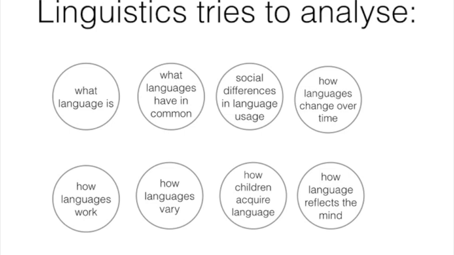The next thing is social differences in language usage. When you take language itself, Arabic, then French, then English, you try to see what is common between these languages, okay? For example, they all have sounds, they all have vowels, they all have consonants, they all have different word order or the same word order. For example, French and English have almost the same word order, but Arabic and French have different word order. So you do focus on the language itself, okay?